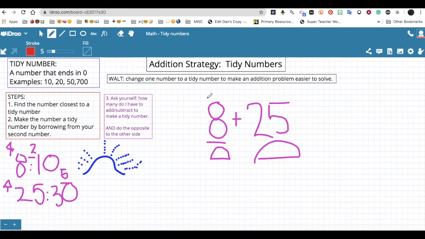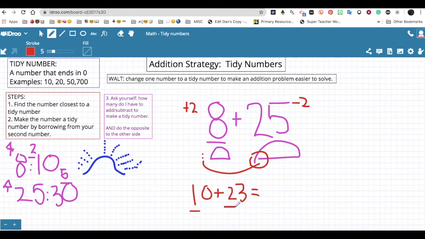Okay, so now 8, how much do we have to add? We have to add 2. If we're adding 2 on this side, that means we're taking 2 on this side. So that means we have to take away 2 over here. So our new problem is 10 plus 25 take away 2: 25, 24, 23. 10 plus 23. Now what we have to do is add our place value.